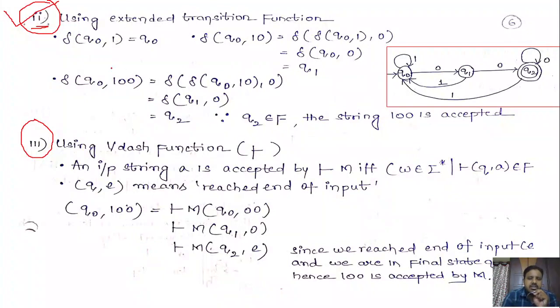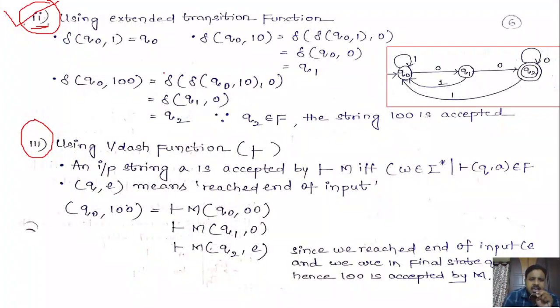Among these three ways, you have to go with either one or two, and between one and two, two is preferable. I hope you understood the importance, that is, which one is more important from the exam point of view. So here we are using the extended transition function.